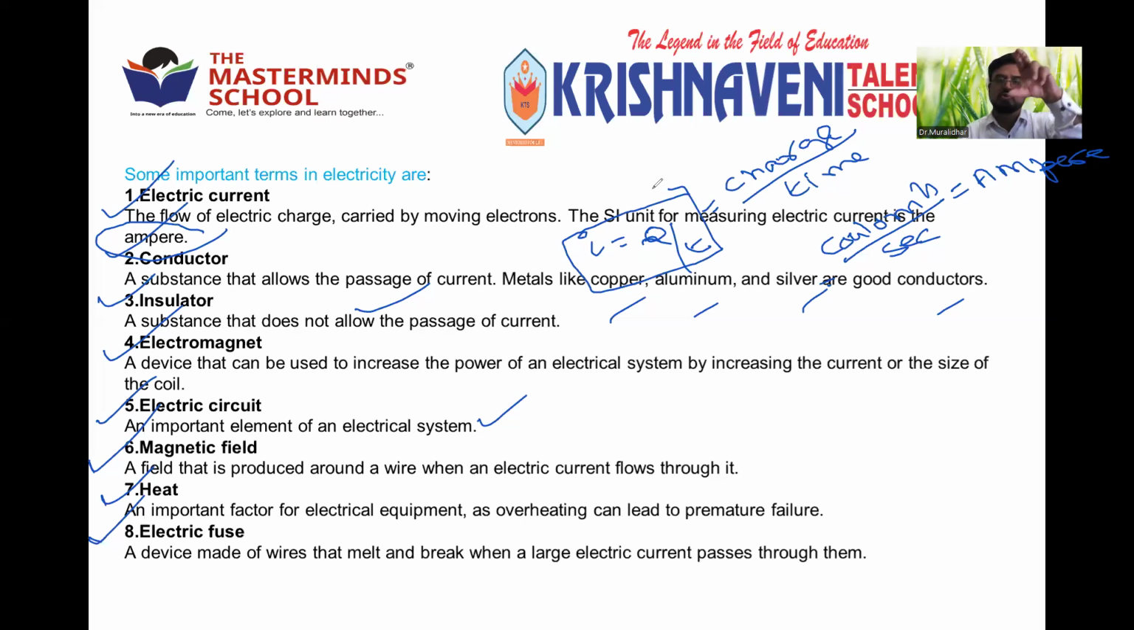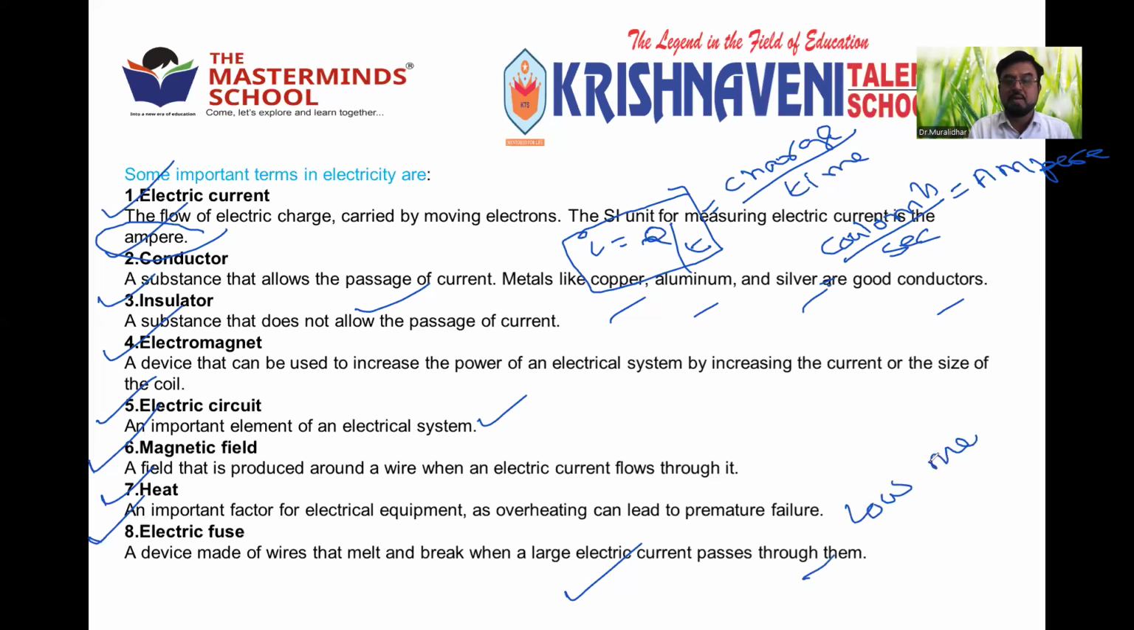At home also you have a fuse. A fuse is a device made of a metal that melts and breaks when a large current passes through it. Whenever high voltage comes, sometimes what happens? The fuse will burn. If the fuse is not there, what happens? The fuse is of low melting point.